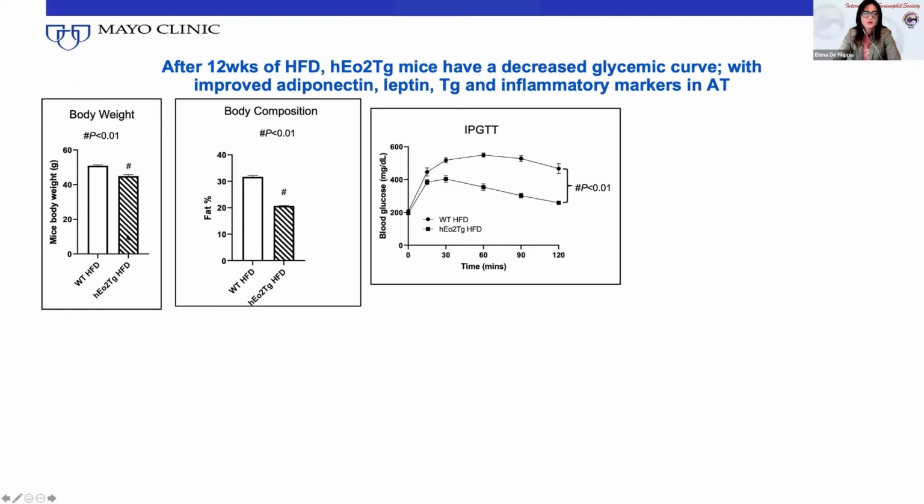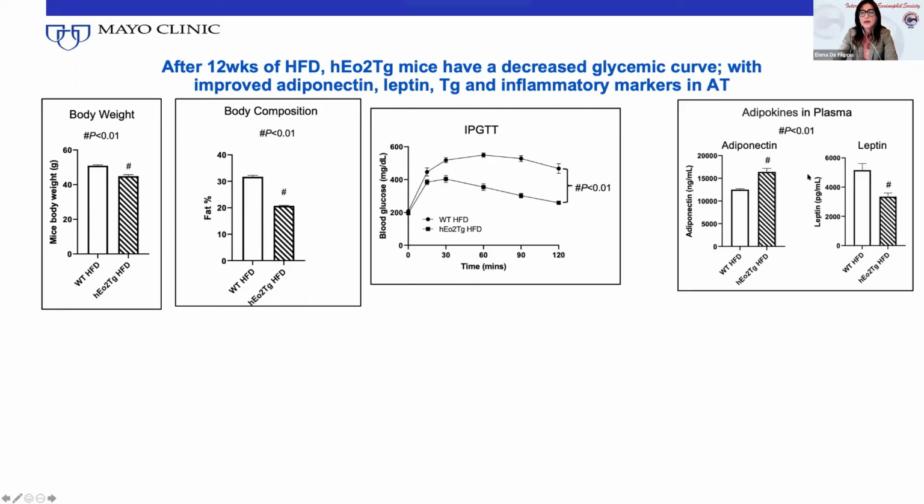And our mice on 12 weeks of high-fat diet demonstrated significantly less accumulation of adiposity, as represented by total body weight and percentage of fat. And when we challenged those mice with a glucose load, their circulating blood glucose was significantly lower when compared to our wild-type animal model.